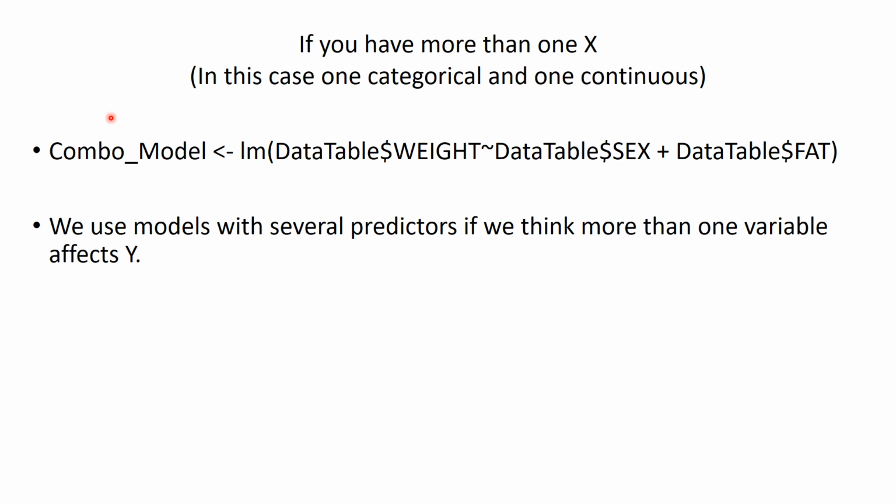So I've created a new model called combo model, and in this case I look at the effect of both sex and fat on weight, because we would expect that it's not only sex and it's not only fat that affect the weight of a person, but a combination of these two. And so if we think that more than one variable affects our y variable, we add both of them to the model.